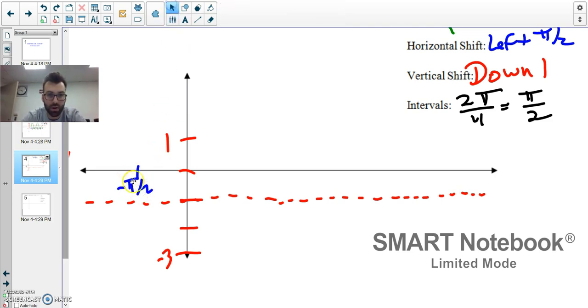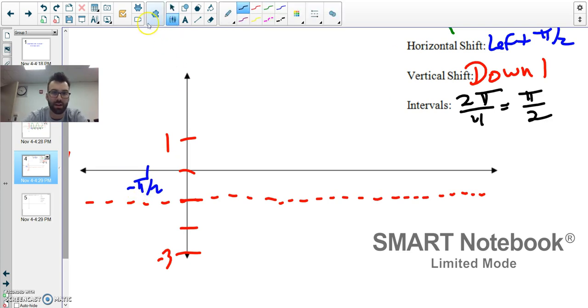Now you'll notice that my interval is just pi over 2, right? Which is very nice for us because that means that my next point is going to be 0. The next point after that will be positive pi over 2. My next tick mark after that is just pi. 3 pi over 2.